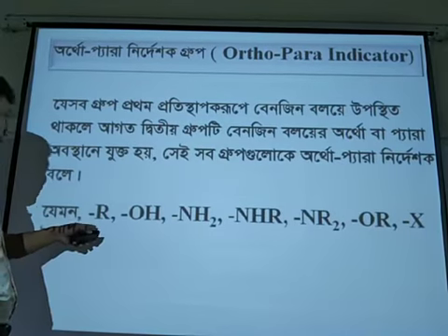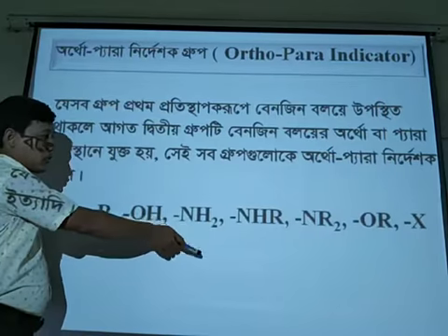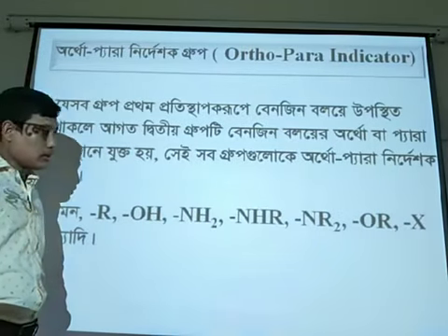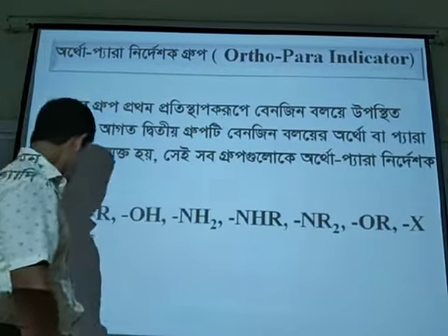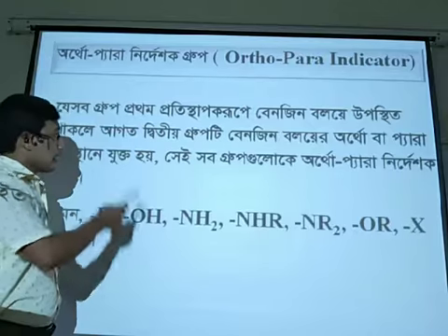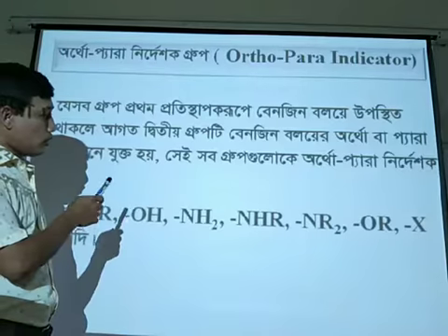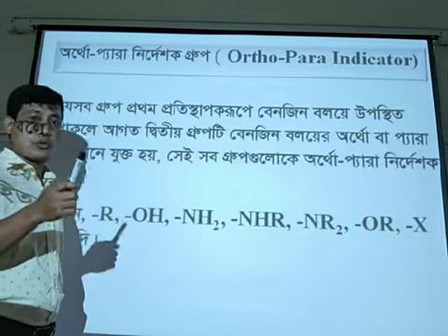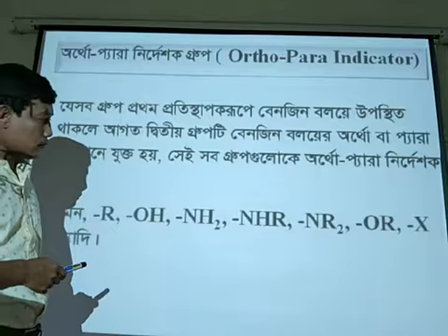Like alkyl group, amino group, primary amine, secondary amine, tertiary amine, etc. This will be that type of substituent. This is alkoxy, and this is halide group, etc. These act as orthopara indicator groups, because if this substituent is present in the benzene ring as the first substituent, it will indicate that the second or next substituent will be attached to the orthopara position. For this reason, these groups are known as orthopara indicators.